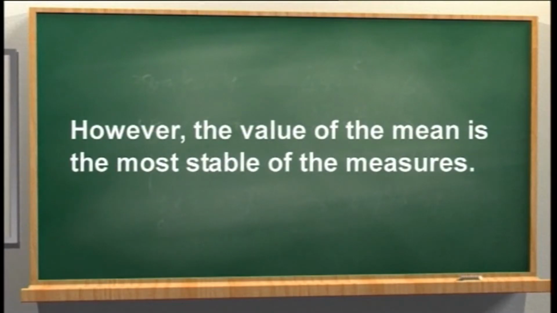The mode is not a good measure of location with respect to sample data because its value can vary greatly from sample to sample. The median is better than the mode because its value is more stable from sample to sample. However, the value of the mean is the most stable of the measures.